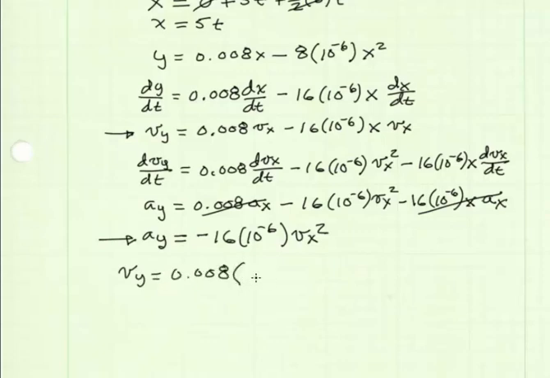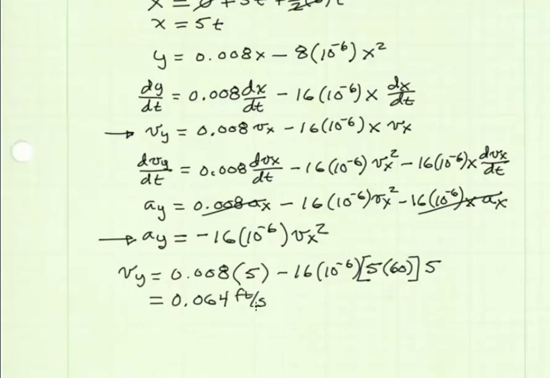0.008 times 5 feet per second minus 16 times 10 to the minus 6th times x, which in this case we've got 5t, and we're looking for velocity at 60 seconds, so 5 times 60, that's my x position, times the velocity in the x direction, which is 5. Solving this out, I get that the velocity in the y direction is equal to 0.064 feet per second.